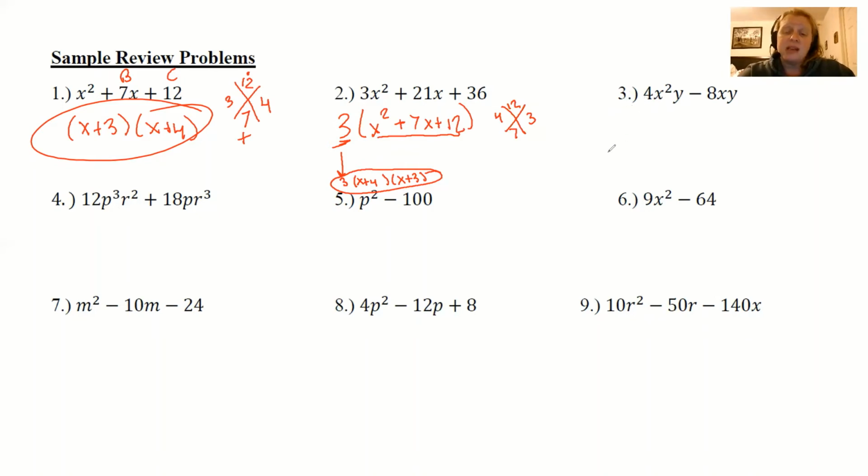Number 3, it is a binomial. So obviously the first thing I'm going to do is look for a GCF. So between 4 and 8, I can factor out a 4. And x squared and x, I can factor out x. And y and y, I can factor out a y.